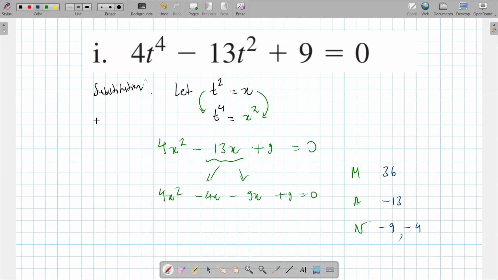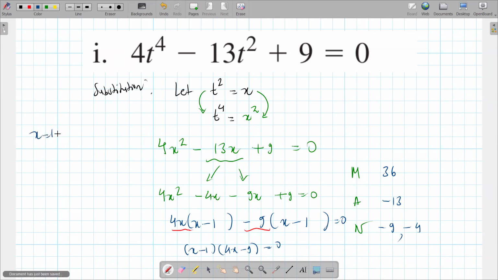Now you want to factor by grouping. From the first two terms, you can pull out a 4x. What are you left with if you pull out a 4x? X minus 1. If you pull out -9, what are you left with in the other bracket? X minus 1. Now you're going to pull out the x minus 1, and whatever leftovers, they go in the other bracket. So 4x minus 9 equals 0. So that means our answers are x equals 1, sorry, and x equals 9/4.